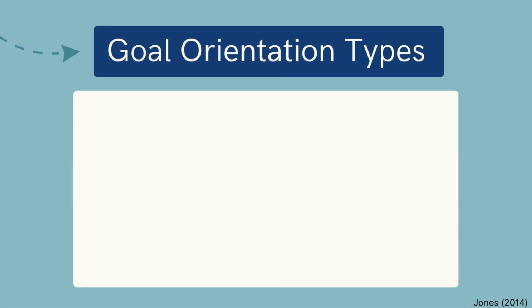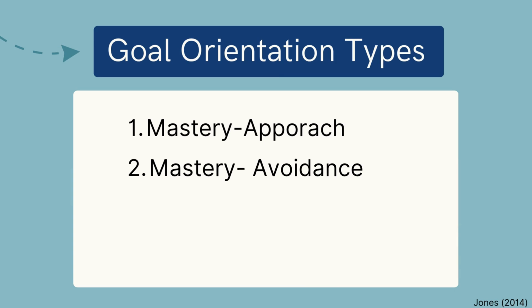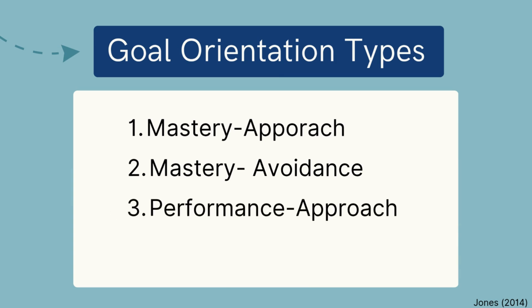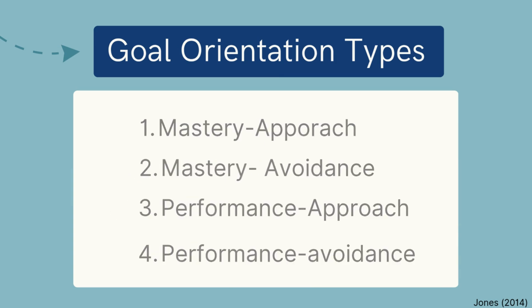By combining these two types of goals with approach and avoidance perspectives, goal orientation theory identifies four goal orientations: mastery approach, mastery avoidance, performance approach, and performance avoidance.